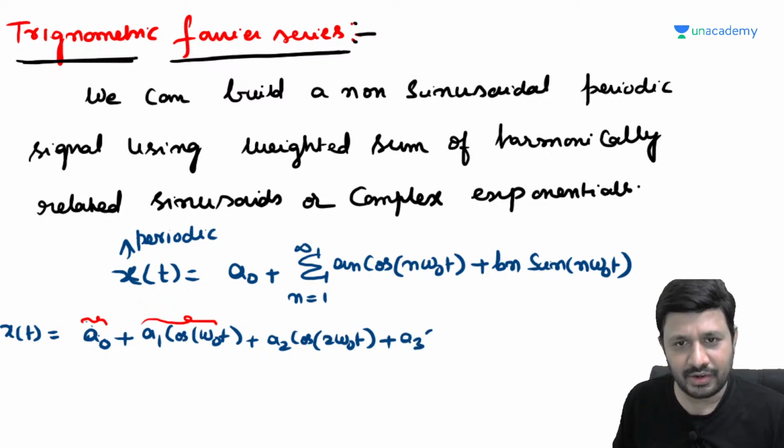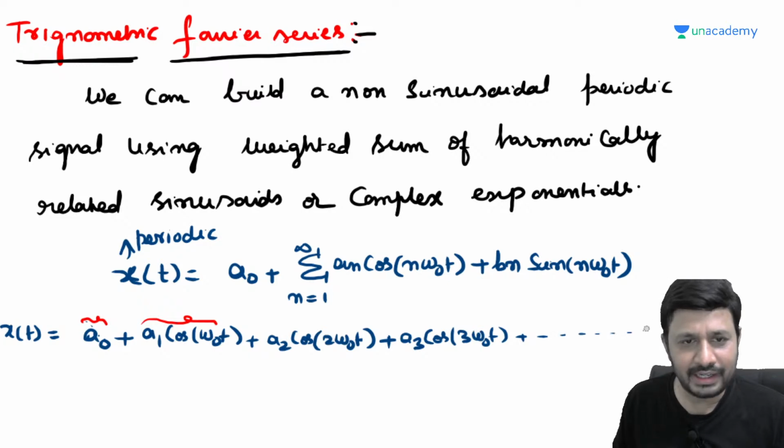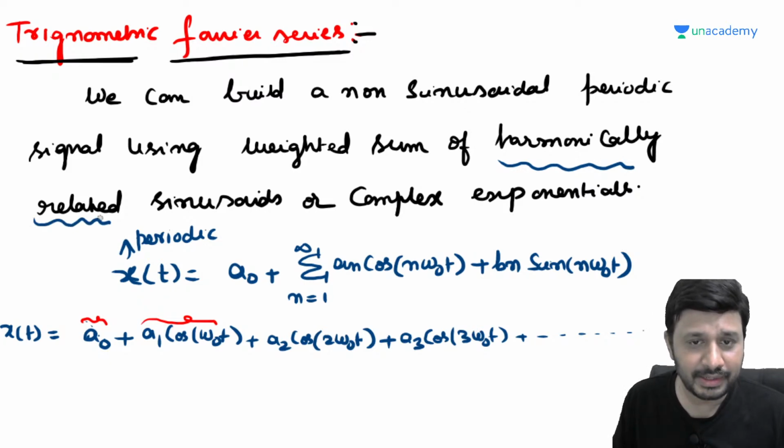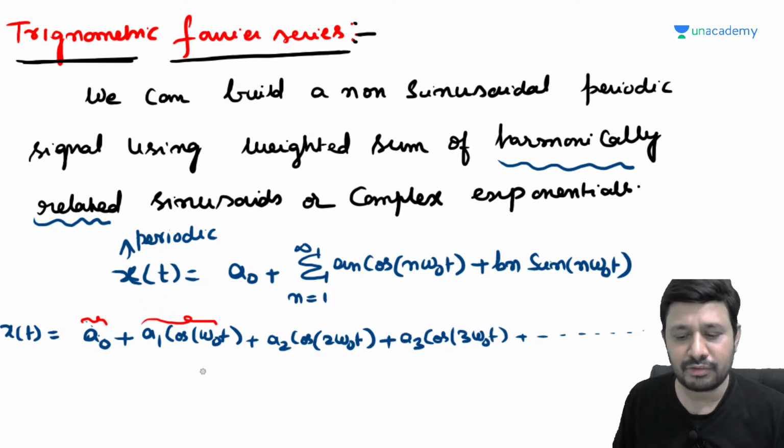Plus A3 cos 3 omega naught t. Now the fourth term is orthogonal to the rest of the terms and so on. If you find mutually orthogonal sinusoids that are also harmonically related, which I'll explain, then by adding or subtracting or doing some operations on those sinusoids, you can build any periodic signal. That's what the Fourier series is.